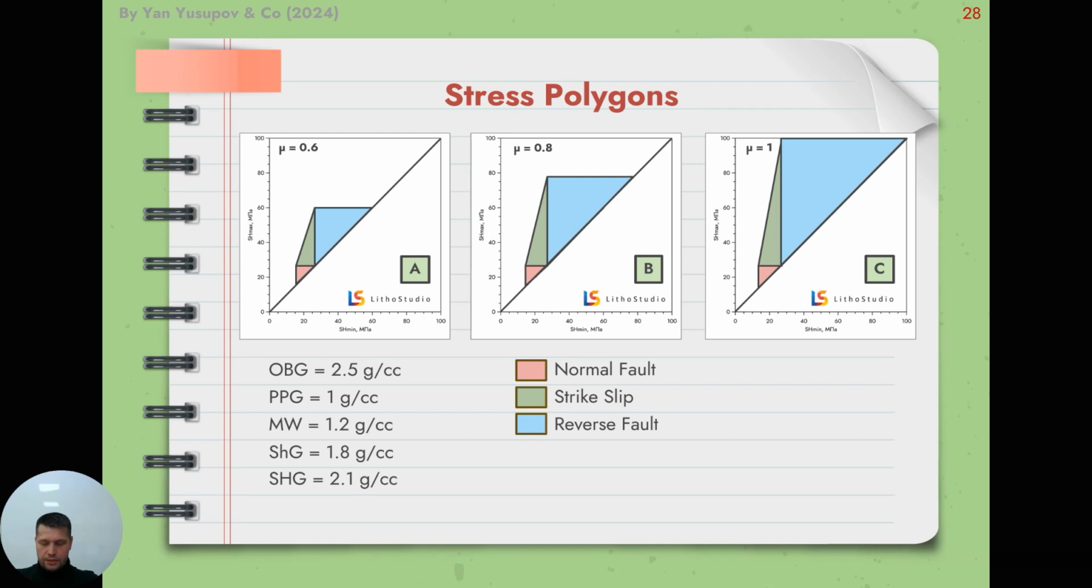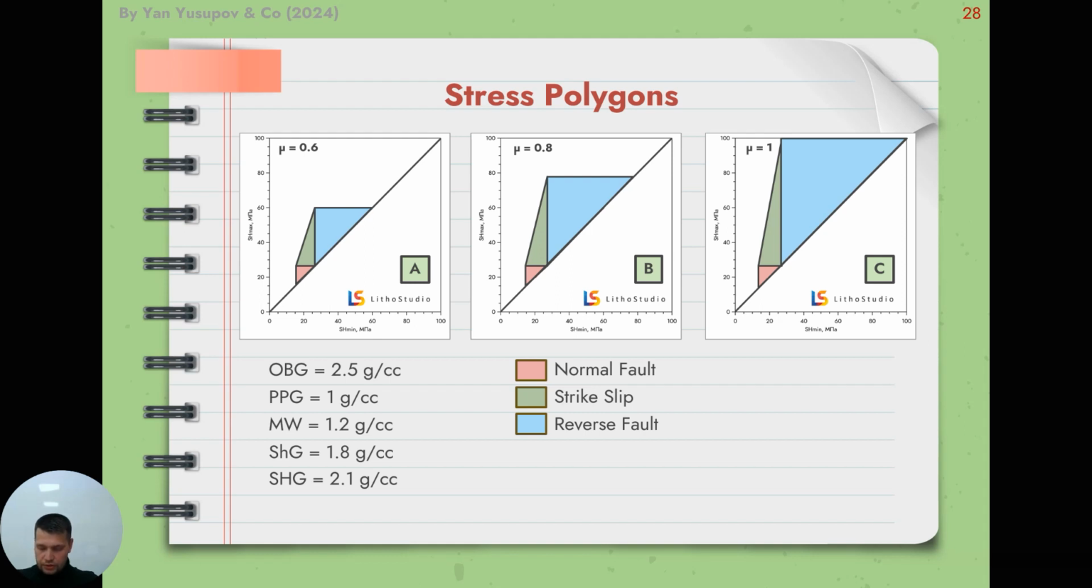The stress polygon has been used for decades to constrain in situ stress. Based on Byerlee's law, it's assumed that the coefficient of friction of the fault is constant across the entire fault plane, with mu from 0.6 to 0.7. Nevertheless, many researchers concluded that the minimum horizontal stress calculated from mu equal to 0.6 underestimates the minimum stress and doesn't match the measured data.